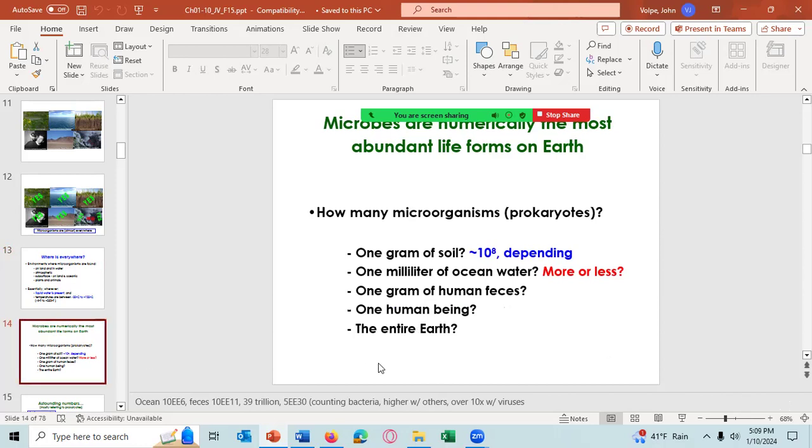All right, microbes are numerically the most abundant life form on the planet Earth. How many microorganisms are there? I'm talking about prokaryote cells. We're not talking about viruses and prions. The number of microbes would be about 10 times the number I'm going to give you in this slide. In 1 gram of soil, we have about 1 times 10 to the 8th prokaryotic cells, mostly bacteria, but some archaea and some eukaryotes.